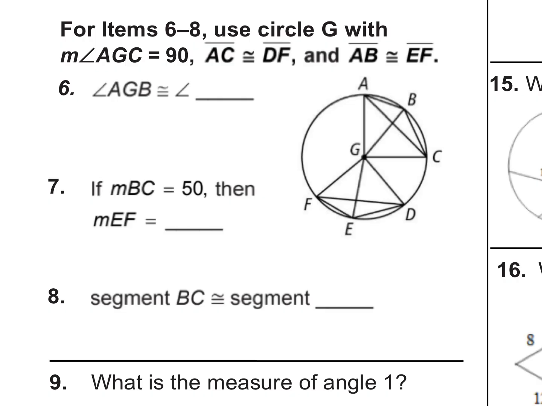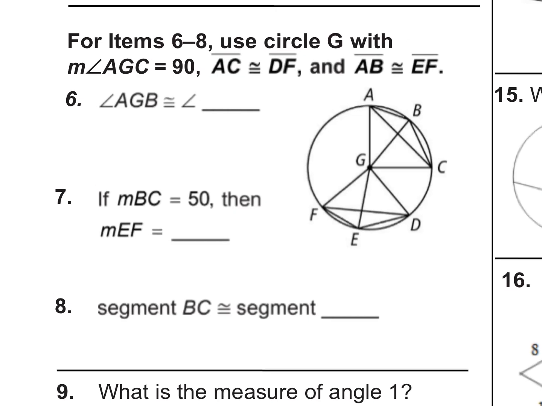Can I just look at this diagram and answer these 3 questions right away? Why not? The directions give you information. Okay, so it says measure of angle AGC is 90. So I'm going to mark this as 90. What kind of angle is that? Central. So if this is 90, what's its arc measure? 90. Also 90. Okay.